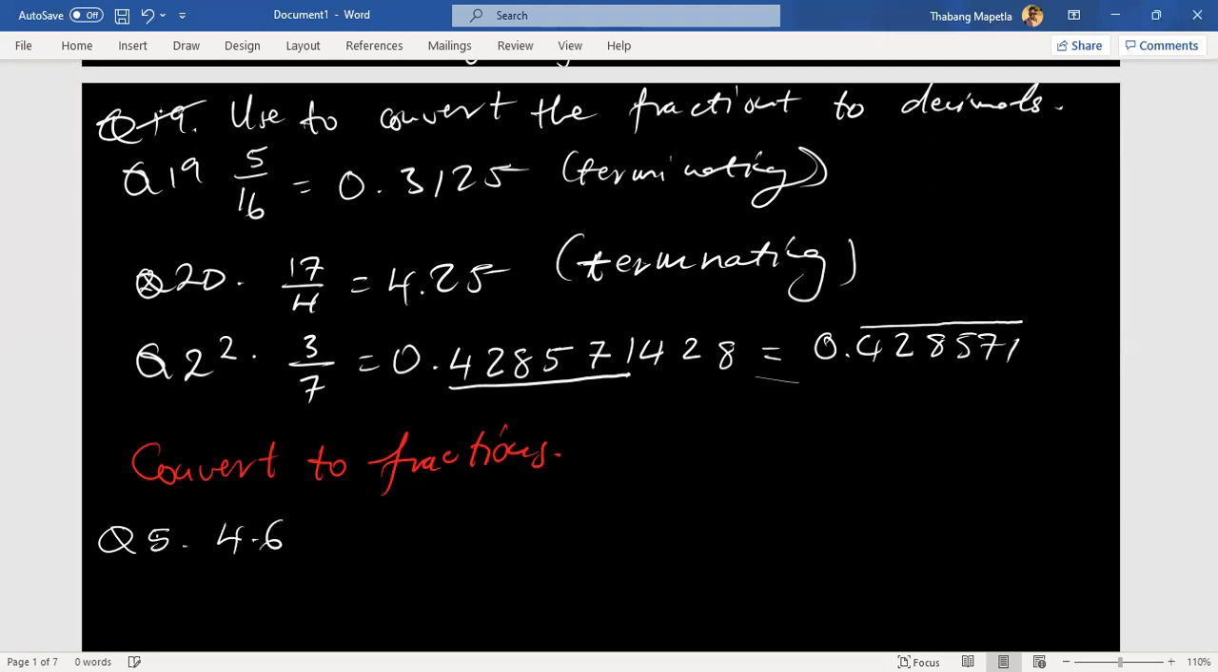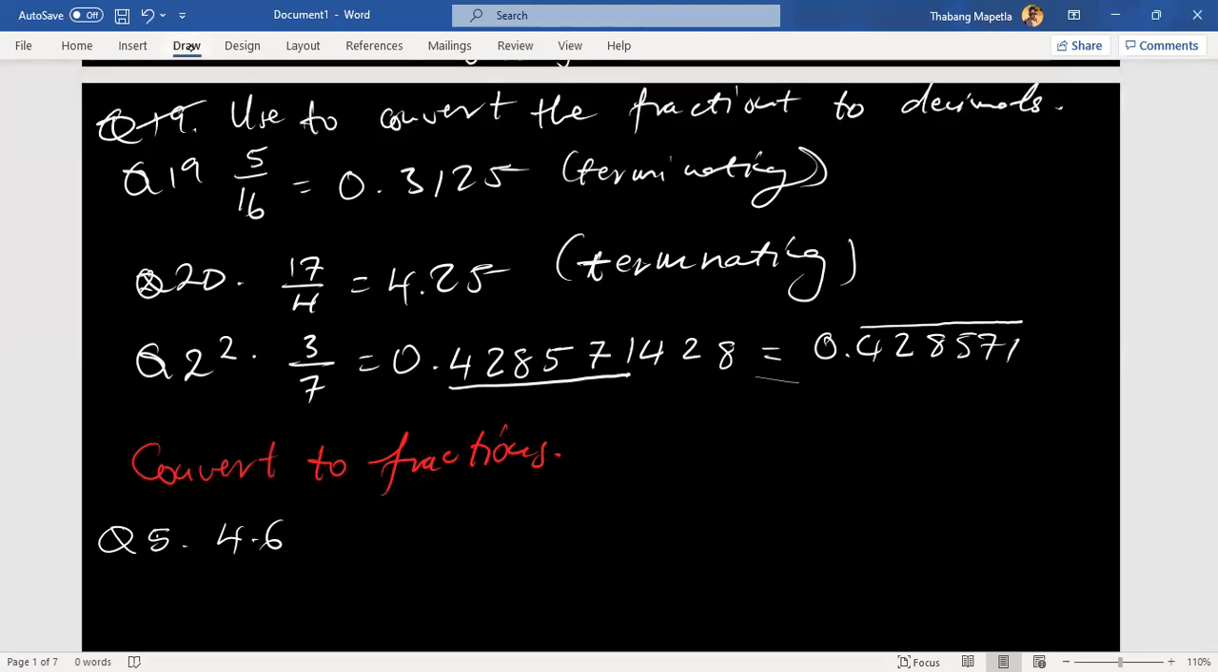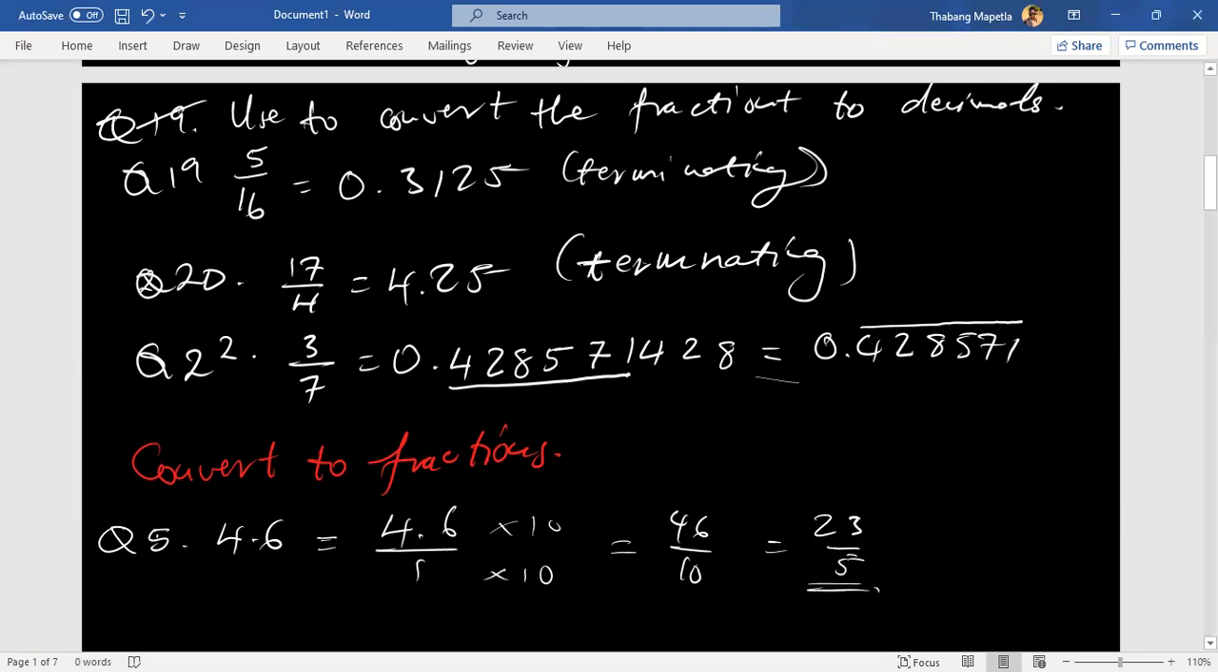It's 4.6. How do you convert this to fractions? You simply multiply it by 10 and then divide by 10. Let me do it on the next step. So we're going to have 4.6 over 1. Then you multiply each by 10, and you're going to have 46 over 10. Simplify: divide by 2 here and divide by 2 here, you're going to get 23 over 5. That will be your answer. And then the next one.